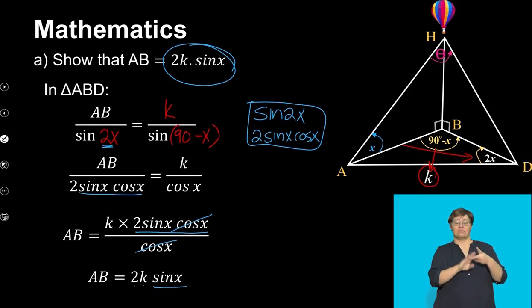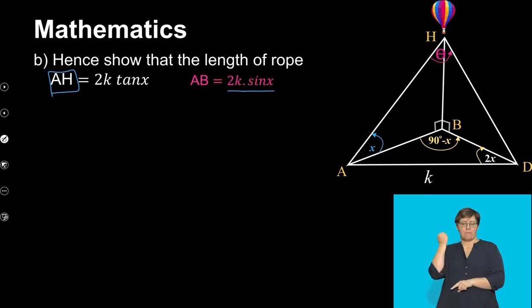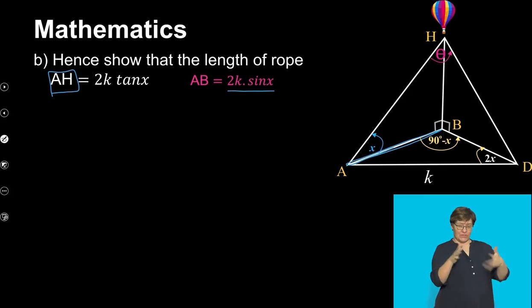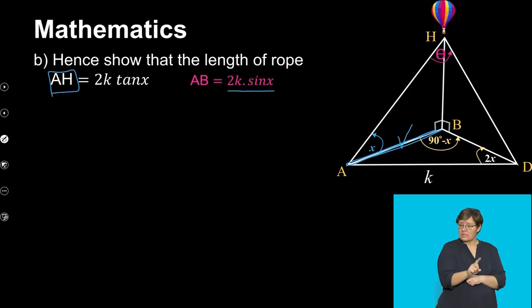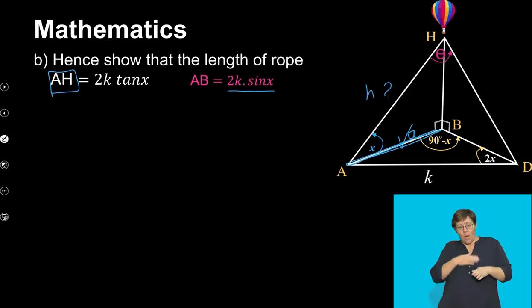Okay, there's another part to the question where they tell us, hence, show that the length of rope AH is equal to 2k tan x. So remember, we found AB already. So we've got some expression for AB, which means we kind of have this side here. And they want us to find this side here. And we have angle x here. So we have the adjacent, and they want us to find the hypotenuse.